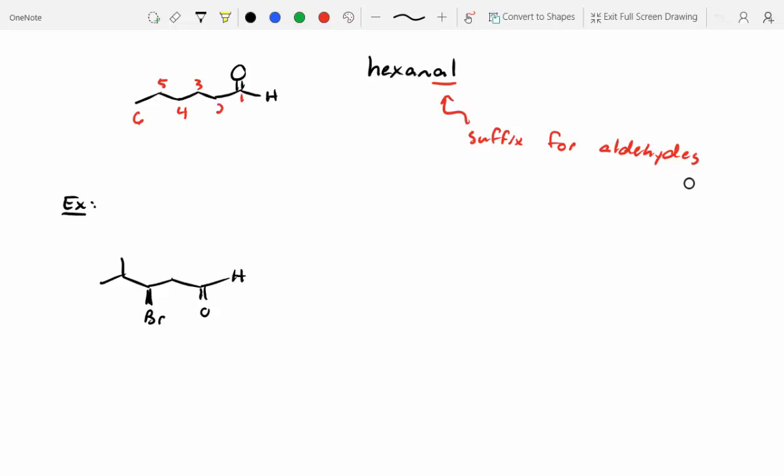Would it be 4-methyl? Yeah, let's take a look at this one. So we know carbon 1 is going to be the carbonyl carbon. Then we go 2, 3, 4, 5. We know we've got a methyl group here. We know we've got a bromo group here. And then what's the stereocenter? Is that R or S?